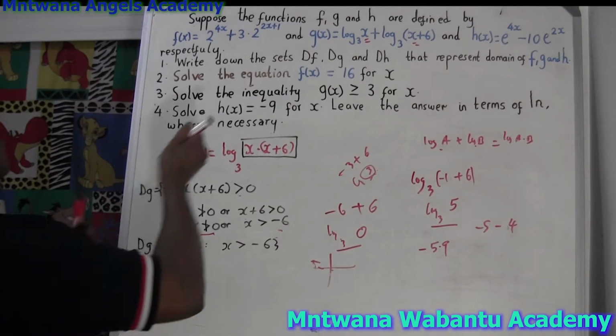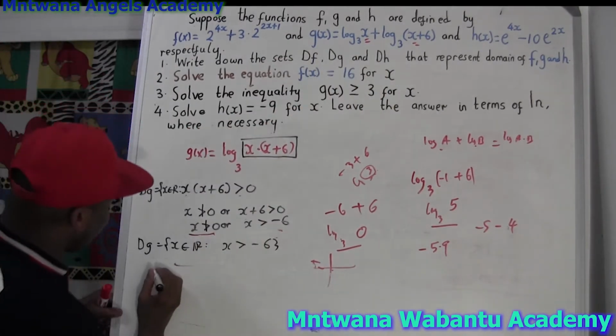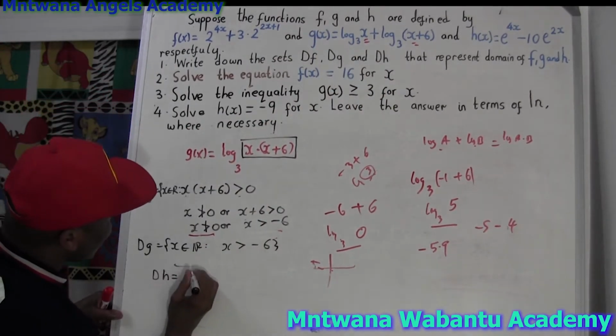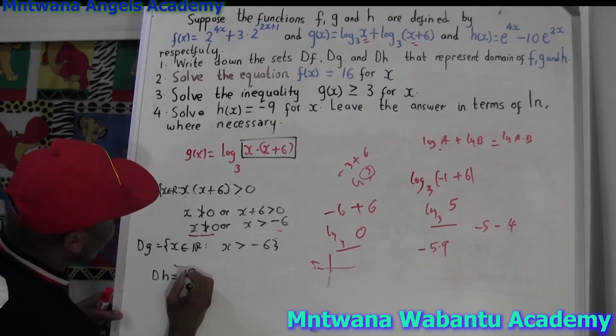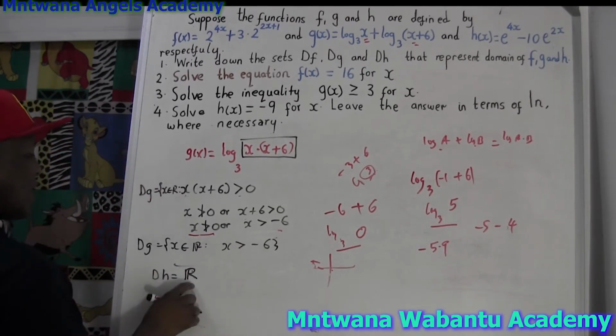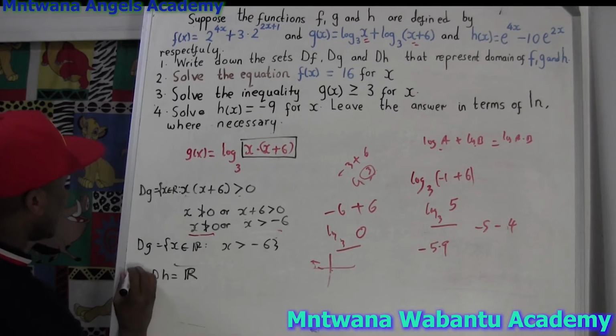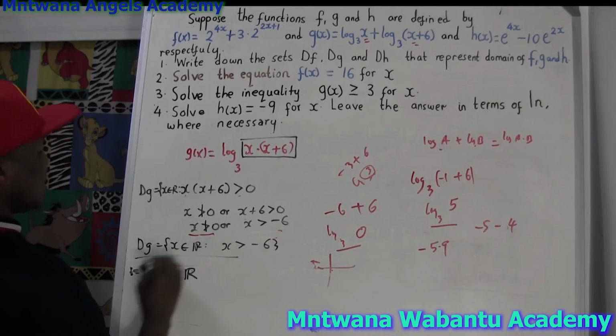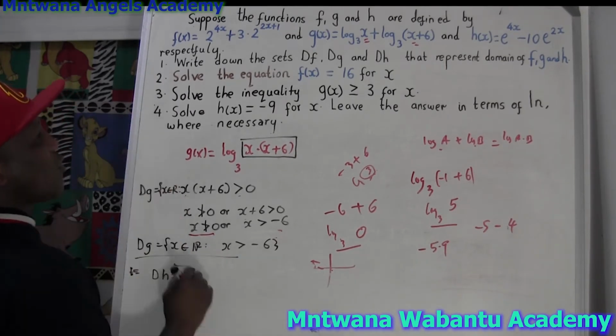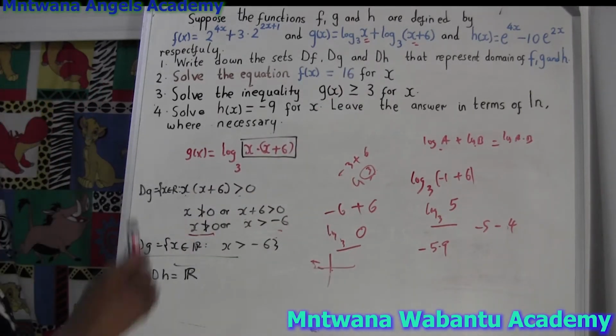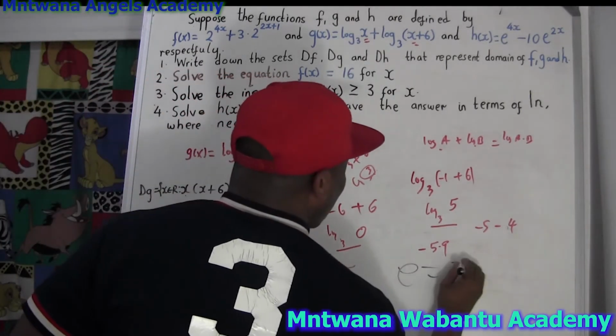So for D of h, when they say just a real number, it means the domain of h is all real numbers. So this is for D of h. You know what I'm saying? This is D of g, this is D of h. It means any number is going to work. Put any number there, 1, 2, 3, and like I say, the value of e is 2.